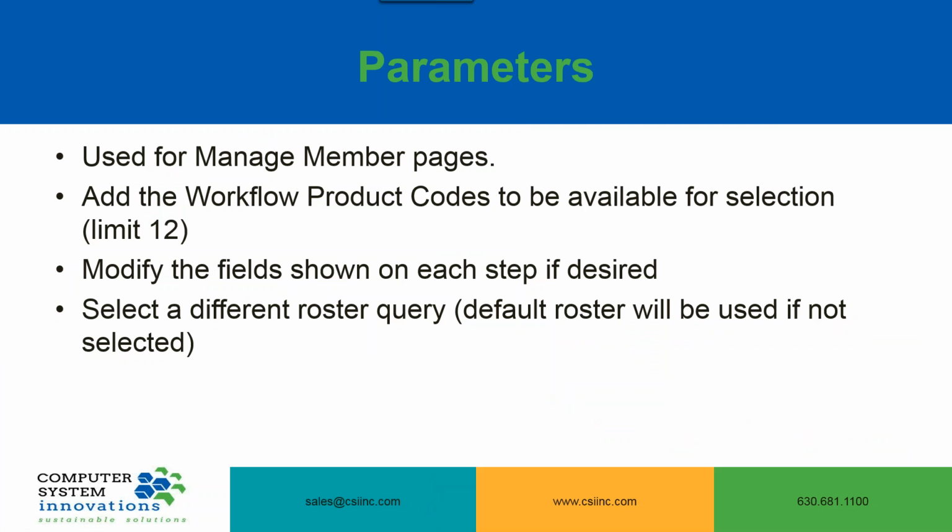The Parameters tab will be active when you have selected to use a Manage Member style page. You will add in the workflow product codes that should be available on the page. The limit is 12, so you may need to have 2 pages for managed members and can group them by category. For example, you may have your affiliate and return to school actions on a separate menu item and have the Add Person to List button there where you wouldn't need it on the other pages for other actions that don't apply.